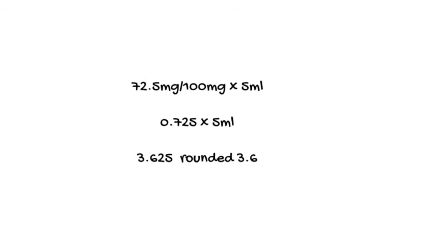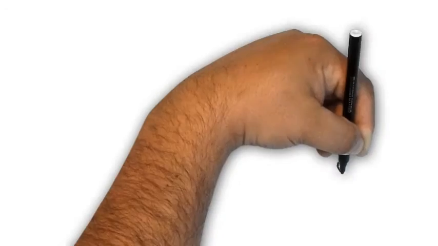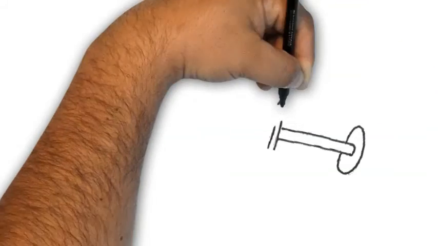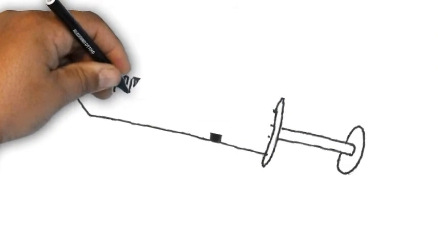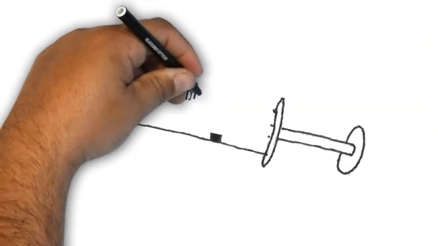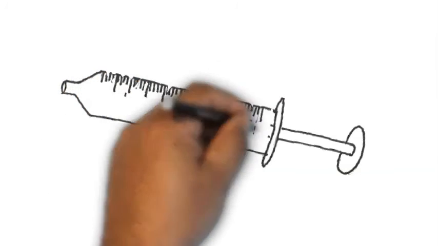Let's round that off to the nearest tenth because our syringes that we administer things with are graduated in every tenth of a mL. So 3.625 will round to 3.6. So to give 3.6 milliliters, you would do that with a 5 milliliter syringe. You would measure it in a 5 milliliter syringe.